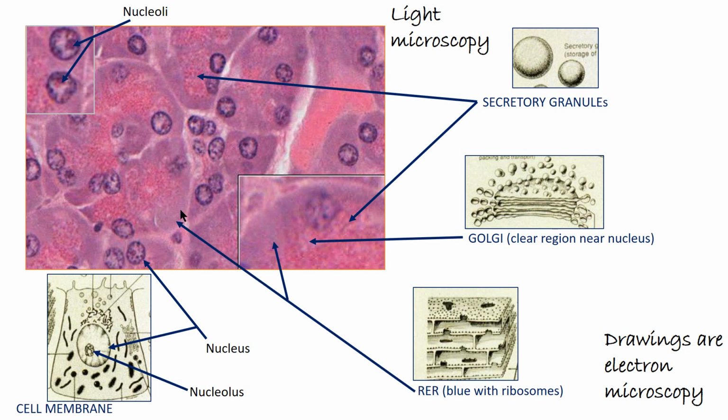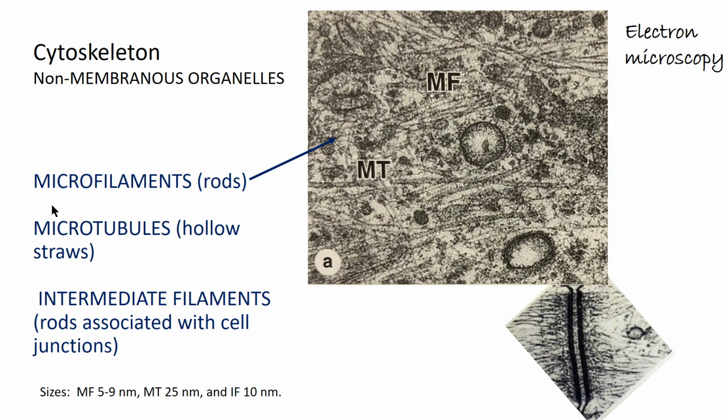And then here we can see the blue tint. Can you see this is red and then this is blue at the base? This is blue because of the ribosomes on the rough endoplasmic reticulum. Cell membrane, you can't see the cell membrane, but you can see the limit of it at the light microscopic level. If we look at cytoskeletal components, we can see the rods.